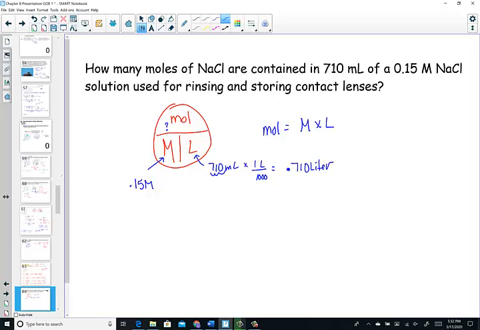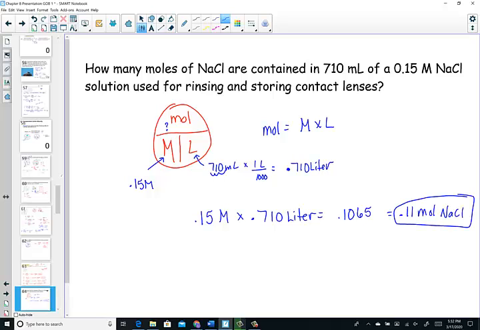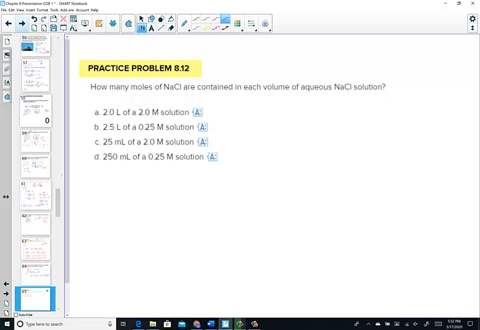So we want to know moles. Moles will be found by multiplying the number of molar units times the liters, 0.15 times 0.71, and we find 0.1065. Let's just say that's 0.11 moles. All different ways of solving for the round little buddy. How you doing? Practice some of those as well.